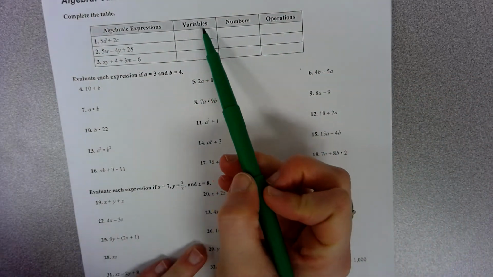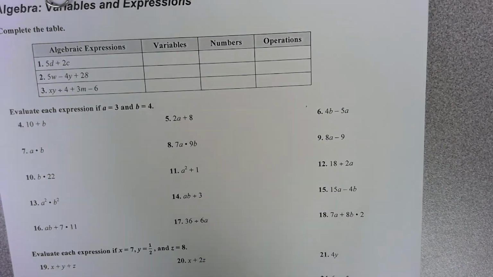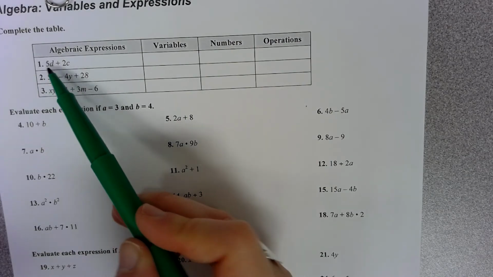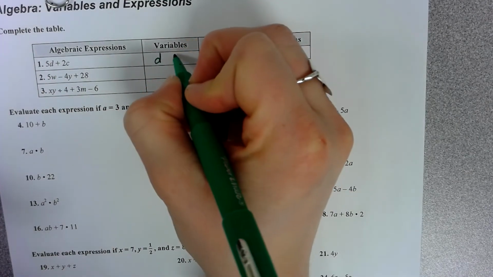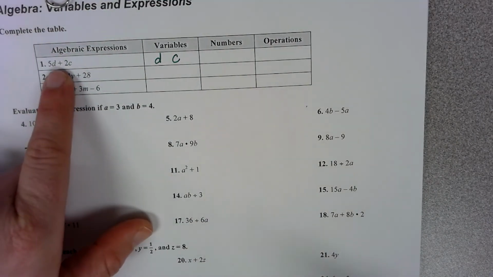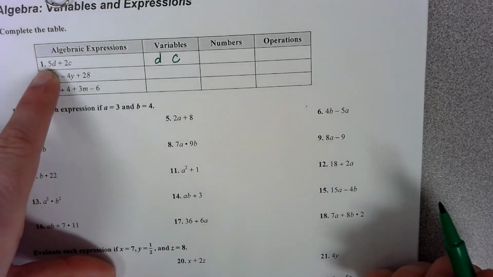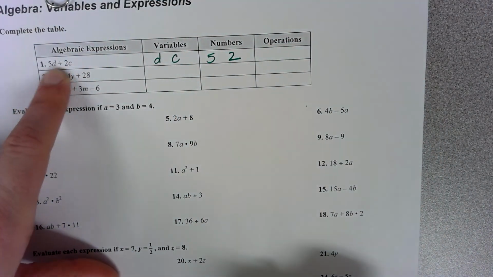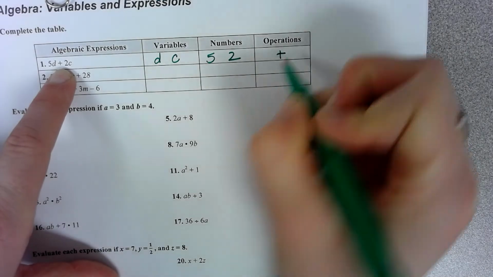Now, this chart up here talks about variables, numbers, and operations. So I'll do the first one with you. What variables are in this problem here? I see the letter D and the letter C. Those are our variables, our missing numbers that they're working with in this problem here. What numbers or coefficients are they working with? 5 and 2. And what operation is taking place? Add.